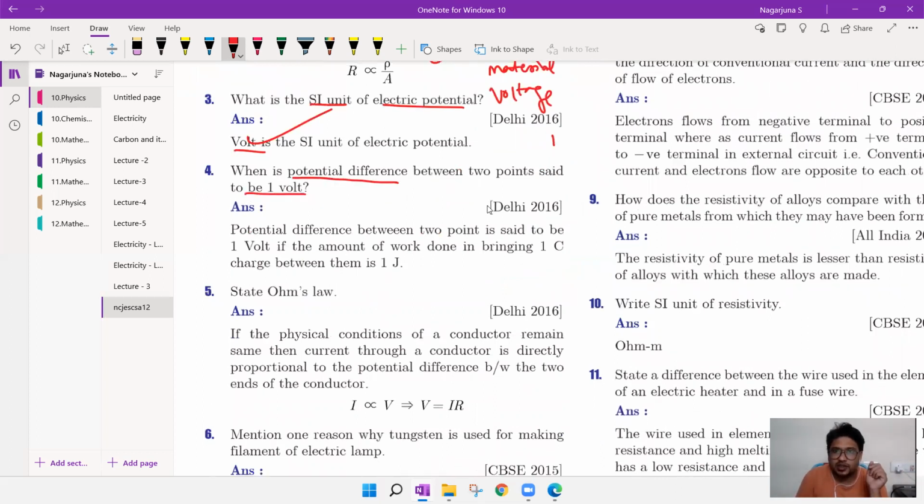This is also a direct in-text question from the textbook, which they asked in 2016. We know the formula, V is equal to W by Q. The SI unit of voltage is 1 volt, the SI unit of work is 1 joule, the SI unit of charge is coulomb, so 1 volt is 1 joule upon 1 coulomb. So the potential difference is 1 volt when the amount of work done in bringing 1 coulomb of charge between them is 1 joule. Like that you can tell the answer.